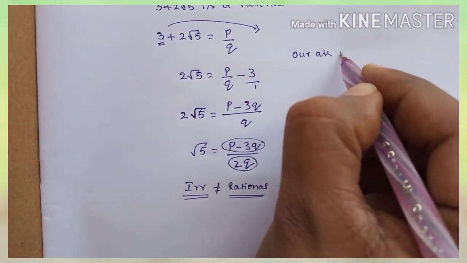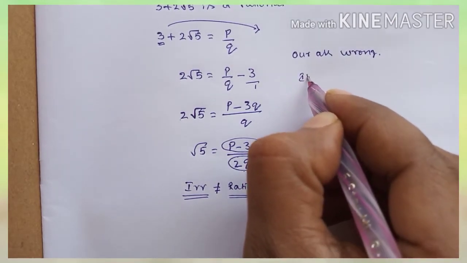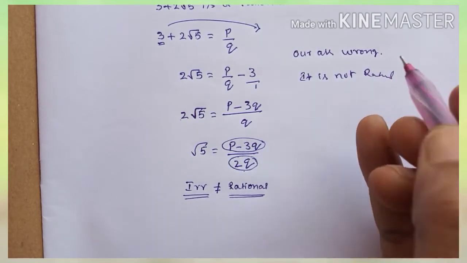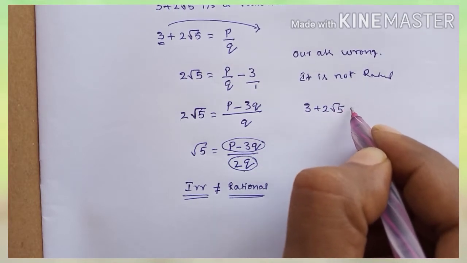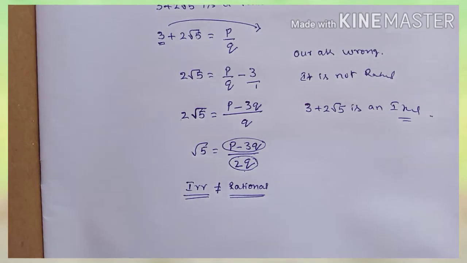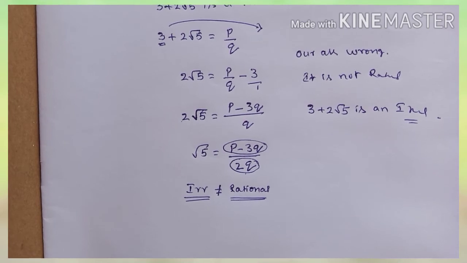Our assumption is wrong. It is not a rational number. So the given value 3 plus root 5 is an irrational number. Okay, let's go for the next problem.